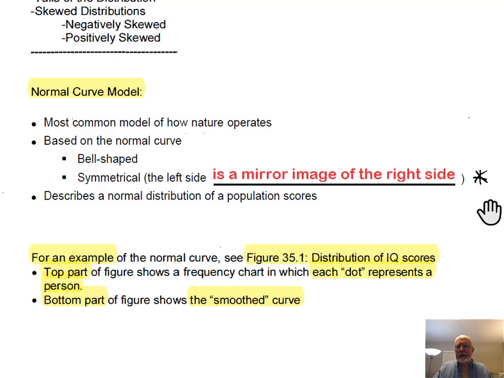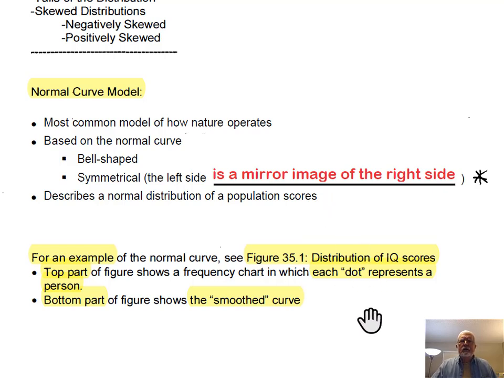In most places where you see an asterisk in the margin, that's going to be a place where you will need to fill in a blank, and you'll also see a big blank line on that line. In most cases, I will have filled in the blanks using a red font so that it stands out so that you don't miss them. Normal curve model, most common model of how nature operates based on the normal curve, bell-shaped and symmetrical, meaning that the left side is a mirror image of the right side.